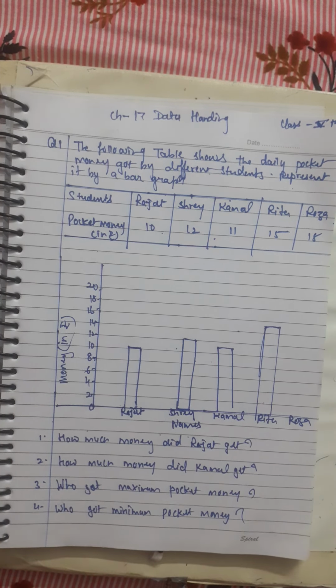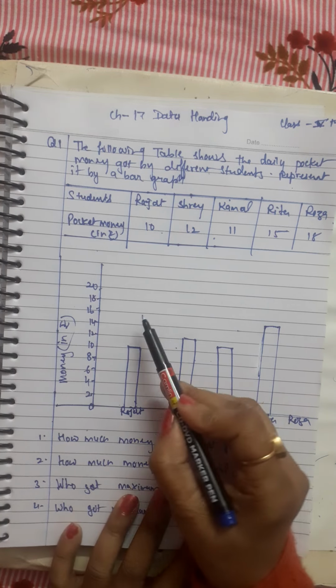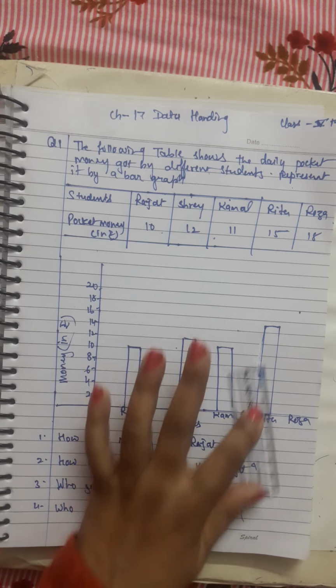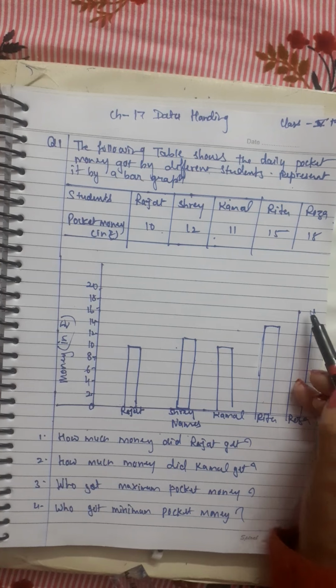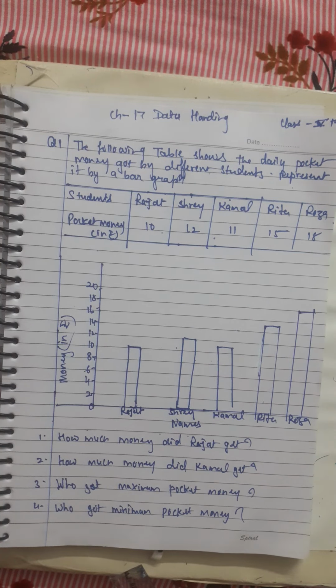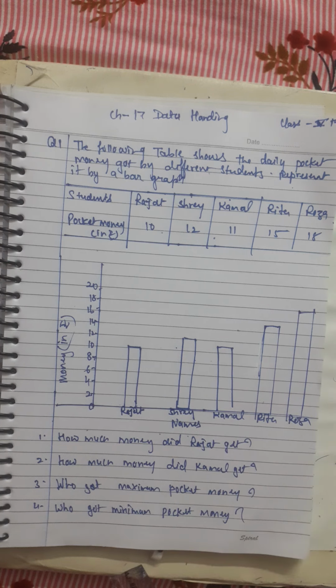Now the last person is Rosa, and he got 18 rupees. So we will draw the bar of Rosa till 18, and this is showing till here. We have to draw the bar of Rosa, so we will draw till 18. So in this way we can represent the given information or data in the bar graph.